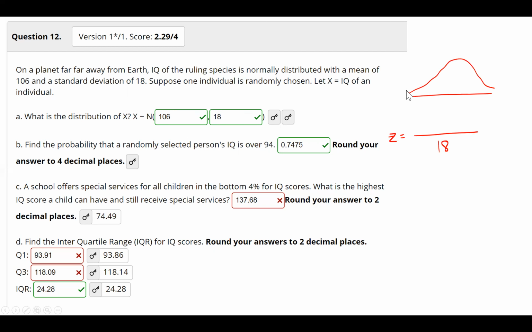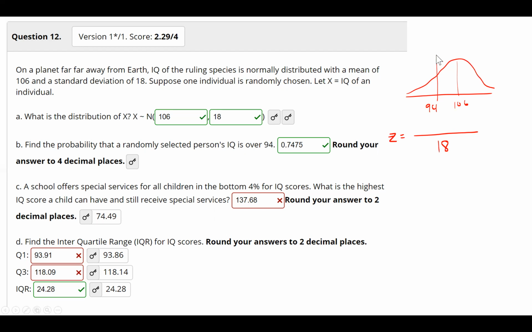So there's my normal distribution. It goes up and comes back down. It should be equal on both sides. I just can't draw very well with my little ink pen. And the middle is right there. That's your mean, and the standard deviation is how far away we go from that mean. In this case, we want to know 94 right over here.